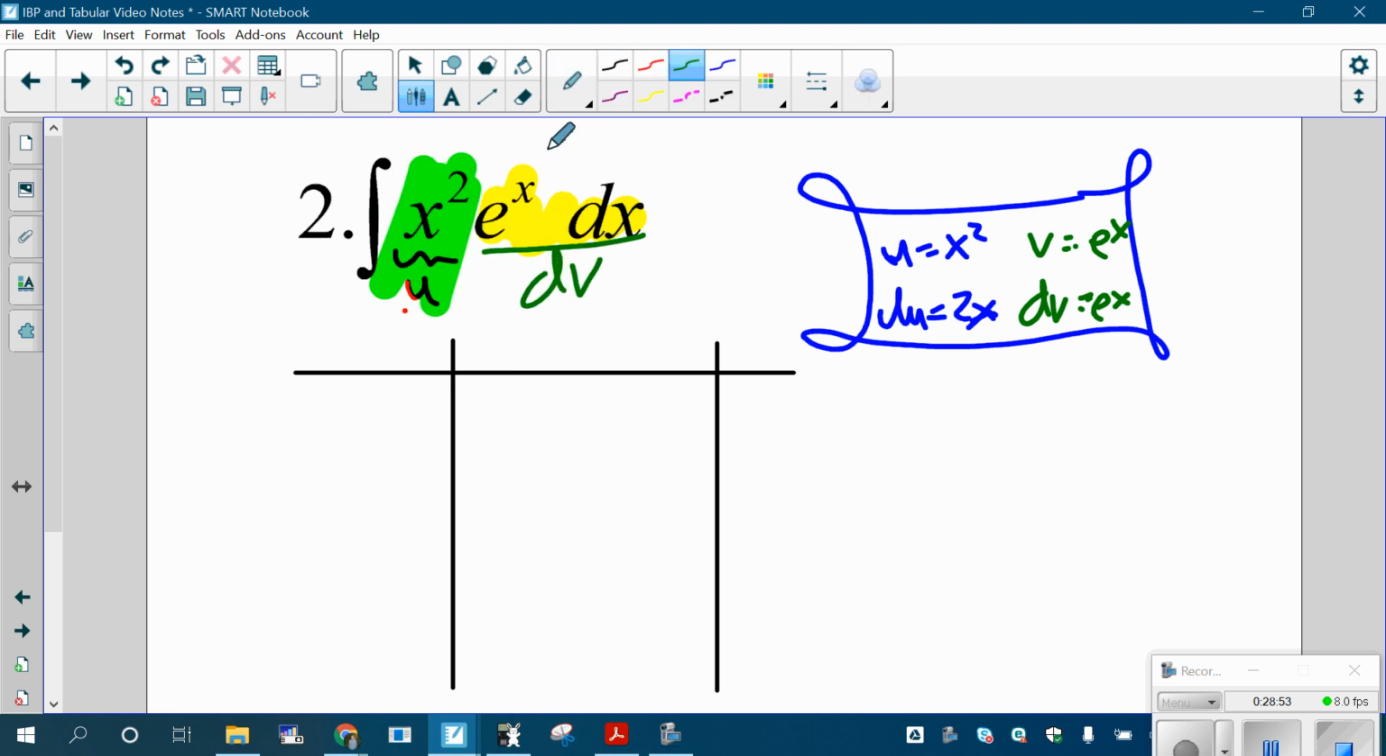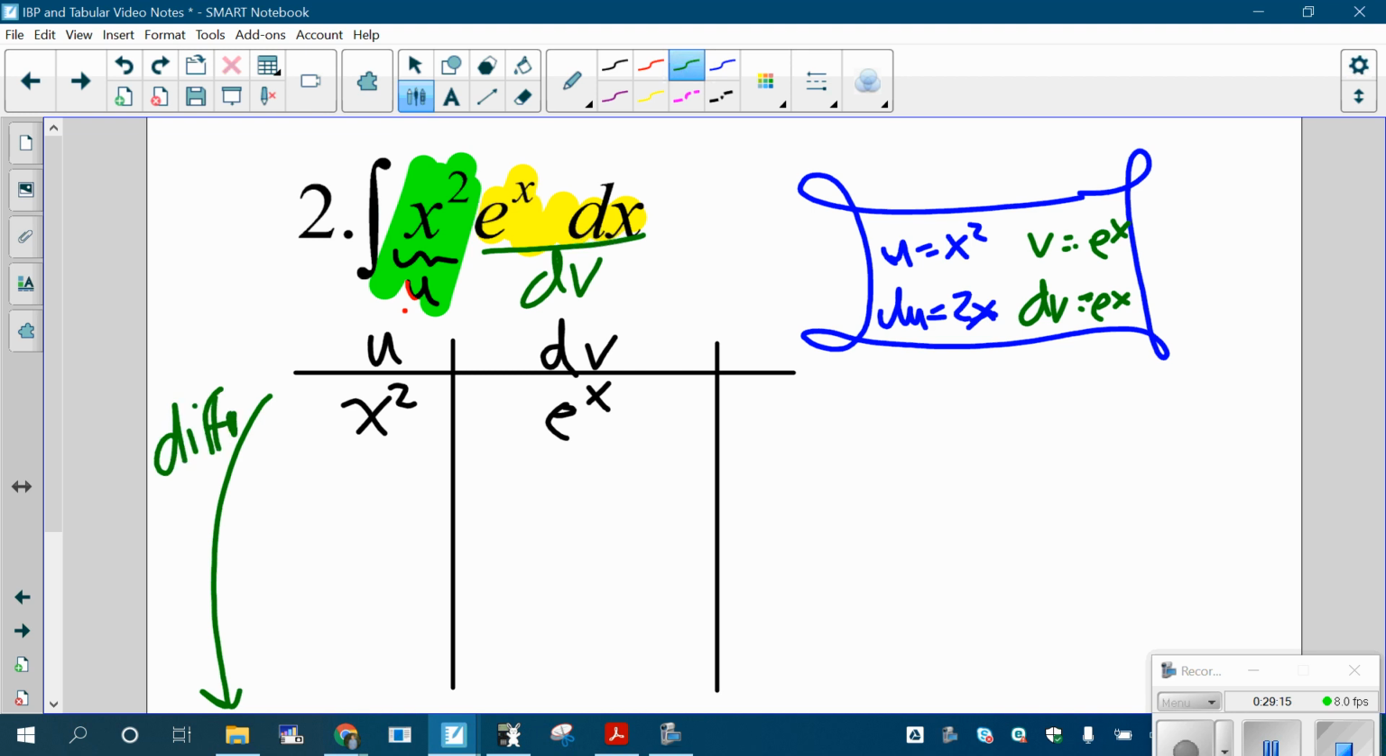Here's how it works. You're going to make a column for u. You're going to make a column for dv. We call u x squared, and we call dv e to the x. And what we're going to do is, down the u column, keep doing the derivative and differentiate. Down the dv column, what do you do with dv? Integrate. We're going to integrate down that column.